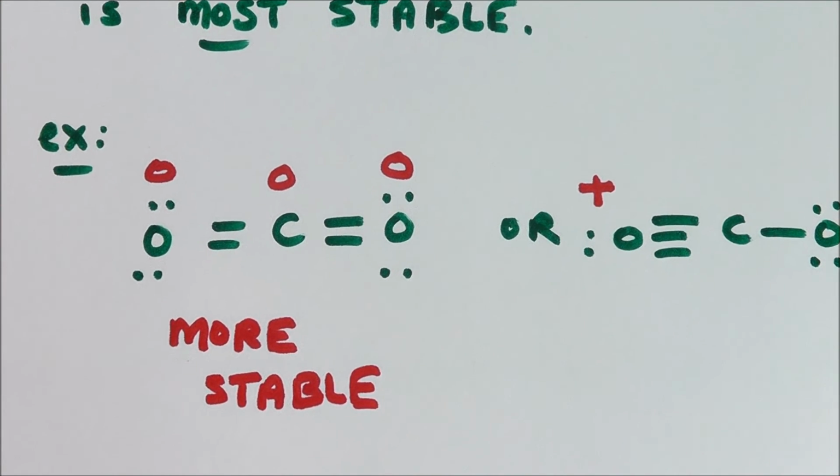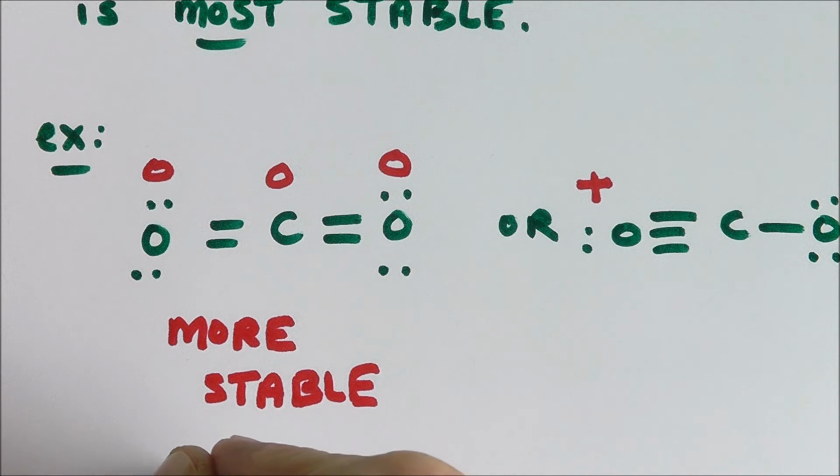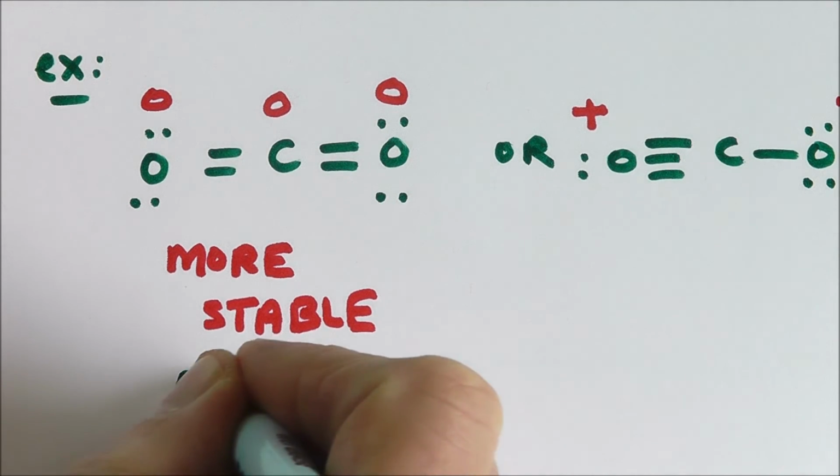So that one is more stable. Now we have another term for these things. They're viable structures, just one's more stable than the other. We call these things resonance structures.